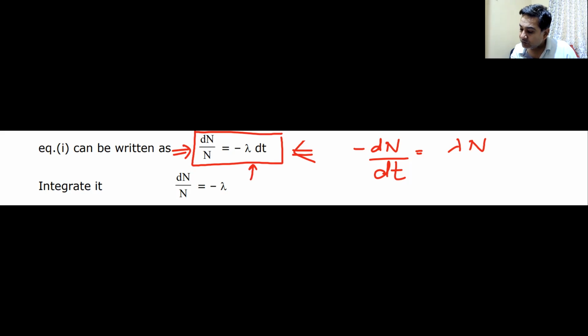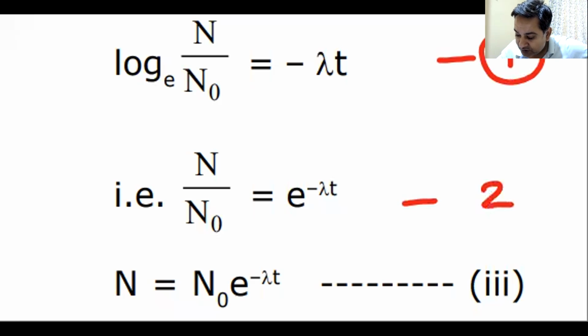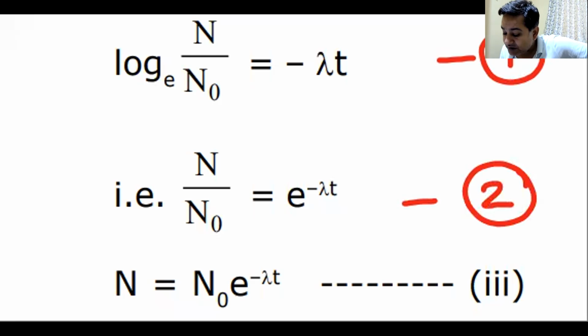And I want you to remember all the three different variations of the same equation. This is variation number 1. This is variation number 2. And the third one is variation number 3. Log to the base e. e is known as the Euler's number. You know the relation between log to the base e and log to the base 10. Log to the base 10 is 2.30 times log to the base e. So this is equation number 1.